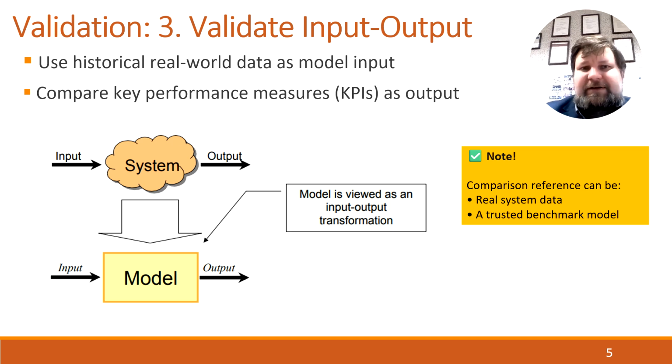The third validation step is input-output validation. We use real historical data as input to the model and compare the outputs with real KPIs. The reference can be the real system data or a trusted benchmark model. If inputs are realistic, output should also be realistic in a valid model.